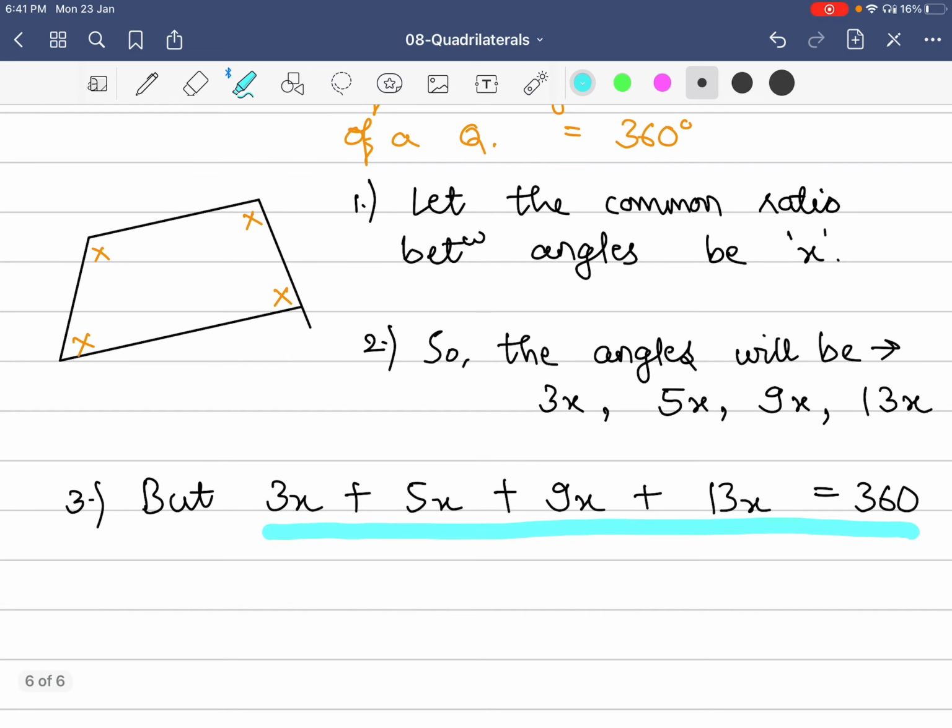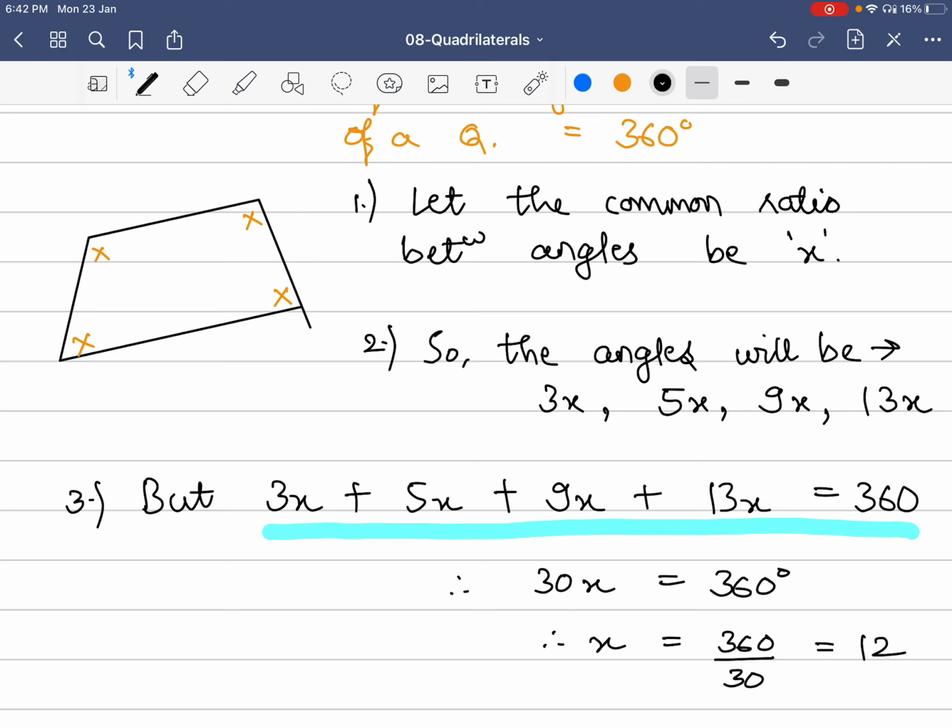So we are going to do the summation. So 3 plus 5 is 8, 8 plus 9 is 17, 17 plus 13 is 30. So therefore we have 30x equal to 360 degrees, and therefore we have x equal to 360 divided by 30, that is equal to 12. 12 3s are 36.